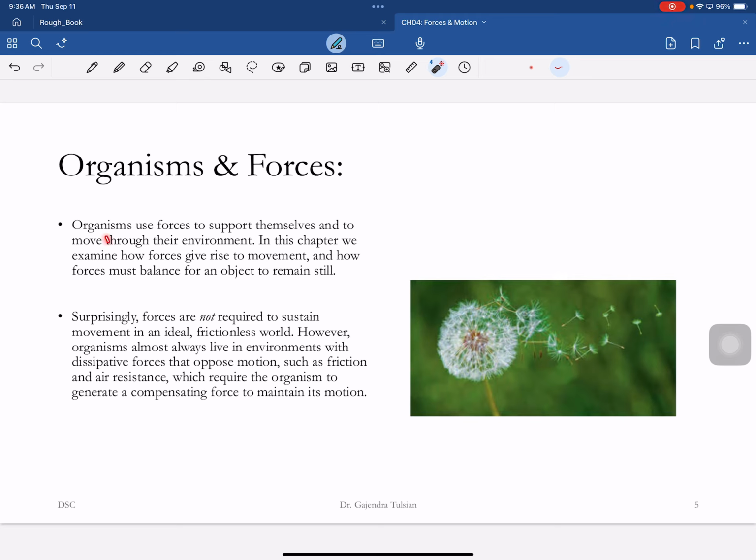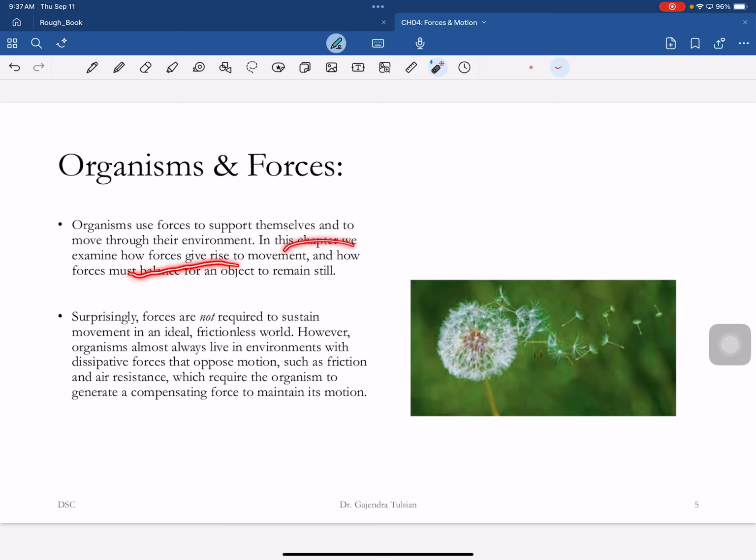So organisms use forces to support themselves and to move through their environment. My weight is being supported by my legs. If I became an elephant, like we saw in the last chapter, what would I need? My legs would need to be stronger, because they're supporting a greater weight. So my body structure is determined by what kind of weight I have to support.